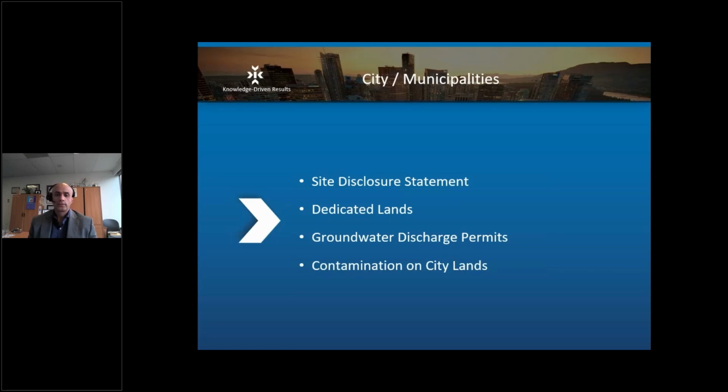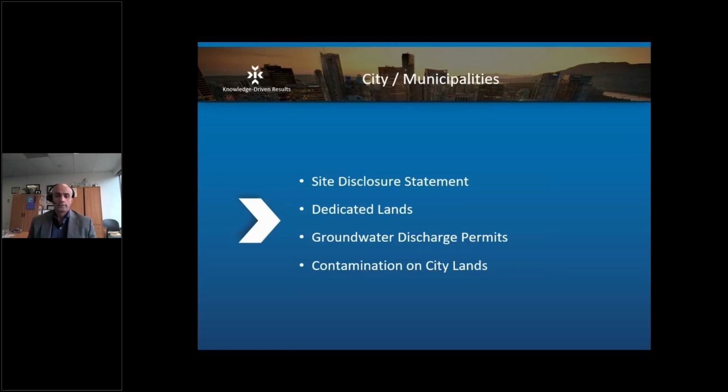Groundwater discharge permits are often required when there's contaminated groundwater. What I was going to say from a planning point of view is you need 3 to 4 months prior to having the permit in hand. So make sure you allow yourself 3 to 4 months, because it does take time.